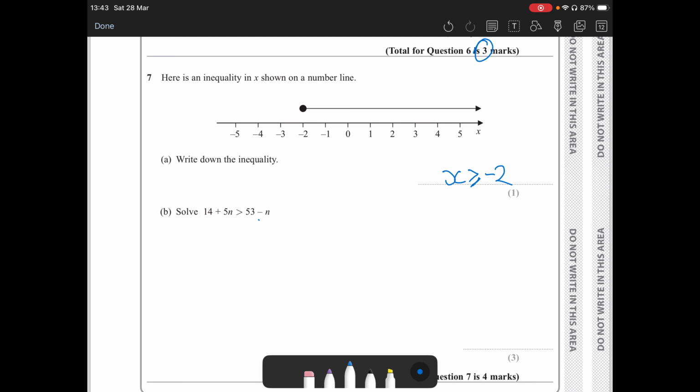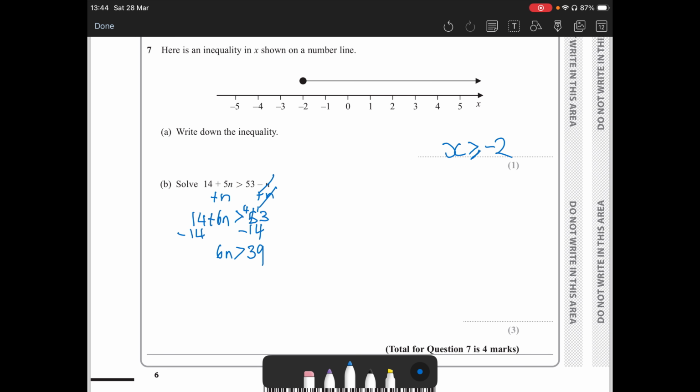The only trick here is don't get rid of that arrow sign. Just keep that throughout. So we'll move all the n's by adding n to both sides. So that would cancel out these two. It would leave you with 53 here is 14 plus 6n. Then we're going to subtract numbers this time, right? So take away 14 now from both sides. So 6n would be greater than 39.